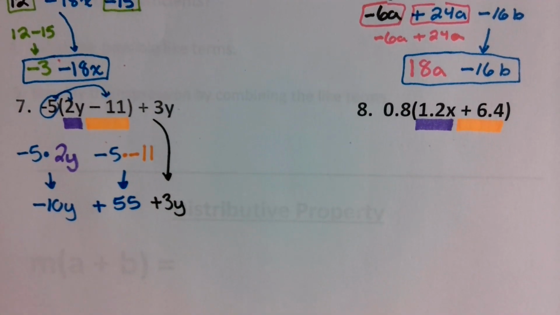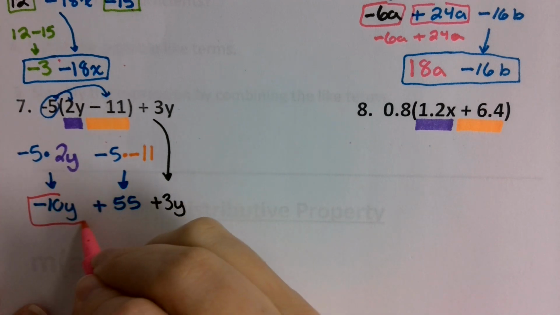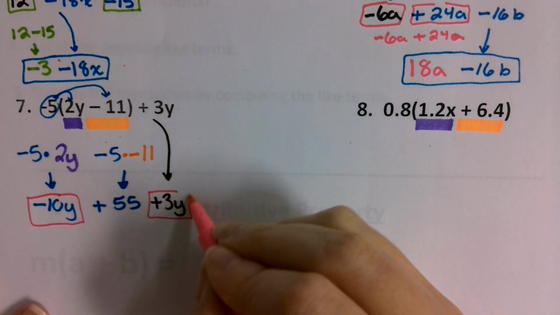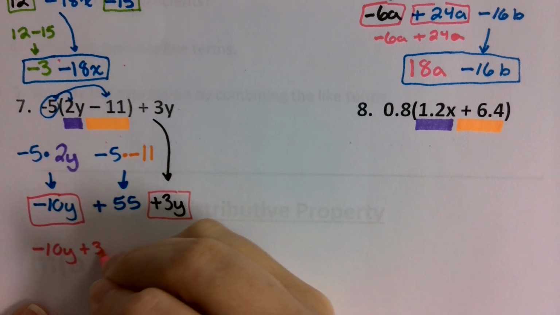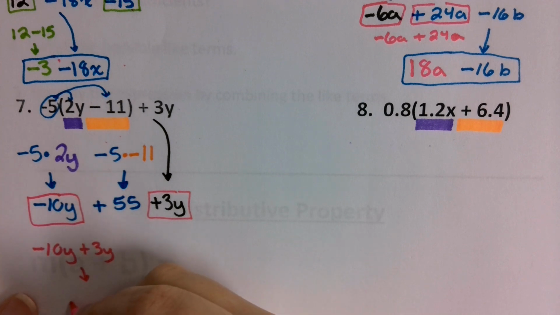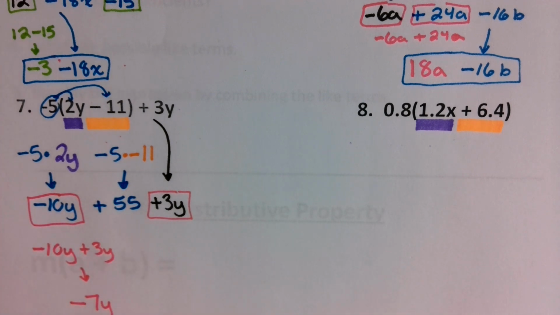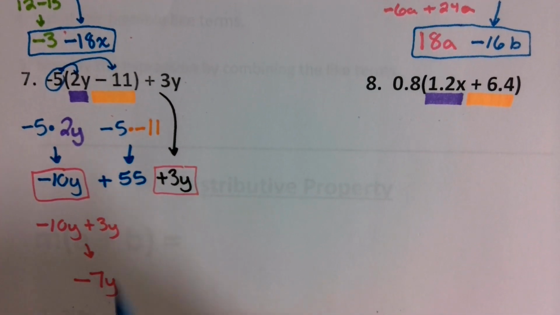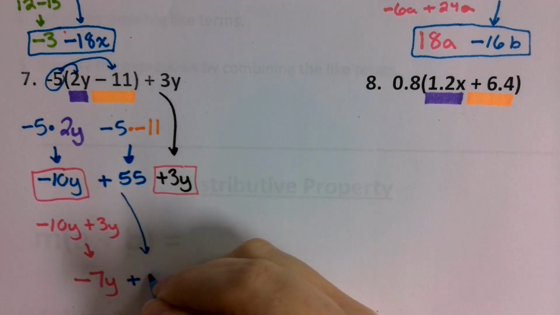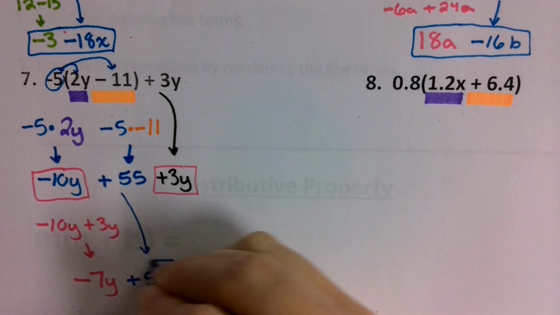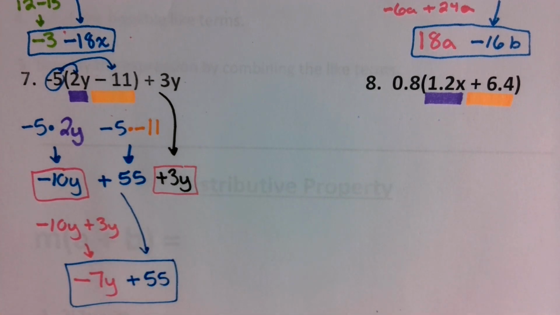Okay, then we combine the like terms. The only like terms that we have are the y's. So we're going to do negative 10y plus the 3y. When I combine negative 10y and 3y together, that comes out to a negative 7y. That plus 55 does not have any like term with it, so it just remains plus 55. And there's our final answer.